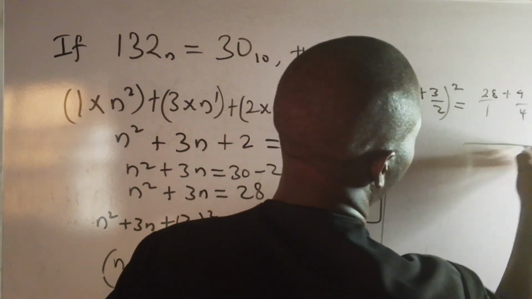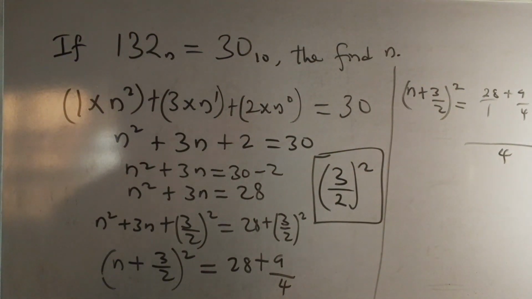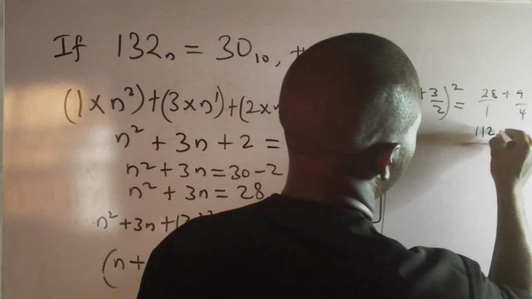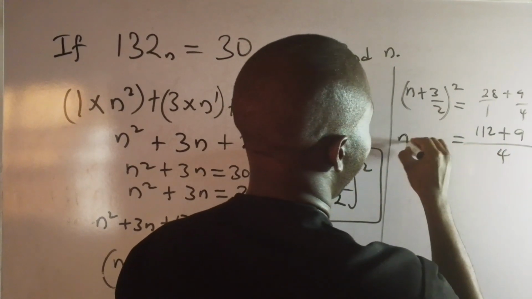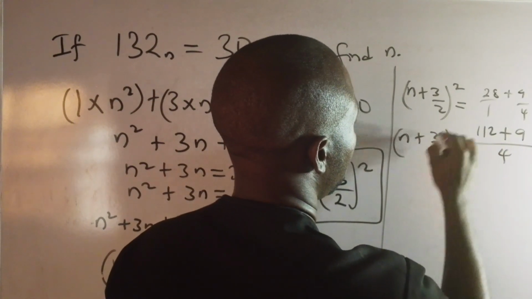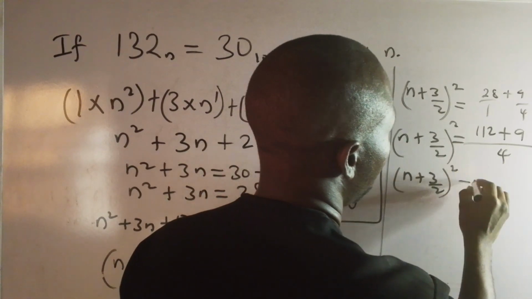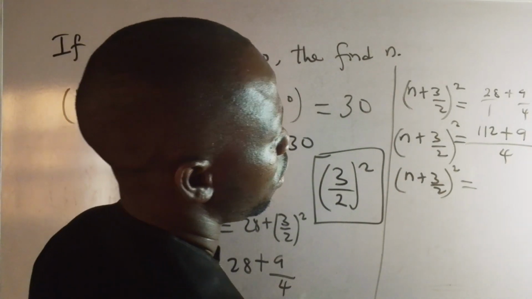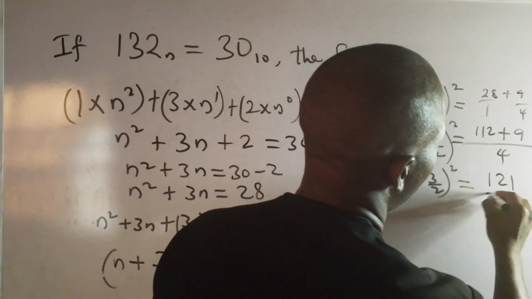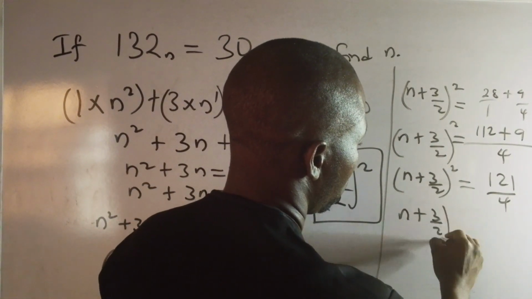So this is 28 over 1. We find LCM 4. 1 in 4, 4. 4 times 28 gives us 112 plus 4 in 4, 1. 1 times 9, 9 is equals to n plus 3 over 2 squared. And n plus 3 over 2 squared gives us 112 plus 9 gives us 121 over 4. All right. N plus 3 over 2 squared.